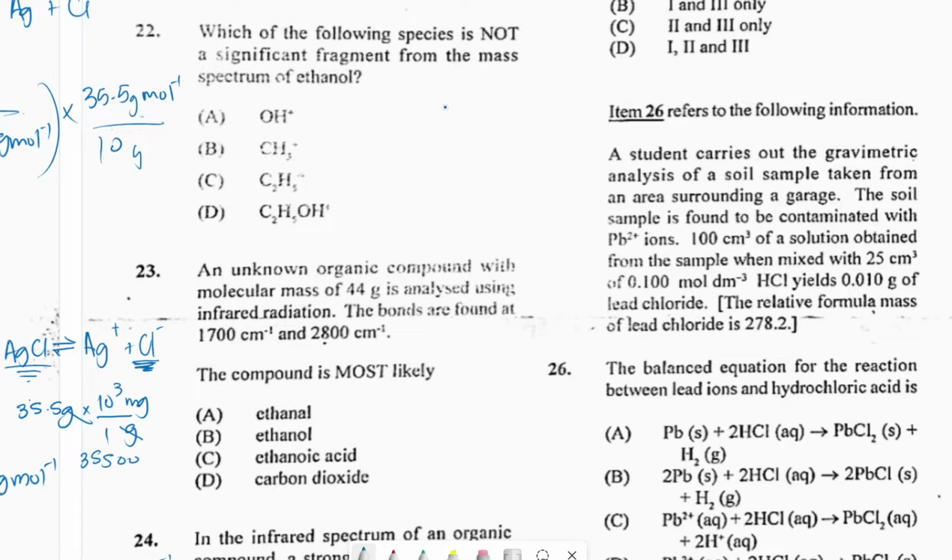So B, which of the following species is not a significant fragment from the mass spectrum of ethanol? So you will have OH, you will have this one. This one would be the M plus peak, the molecular ion peak. Alright, so I'll go with CH3.